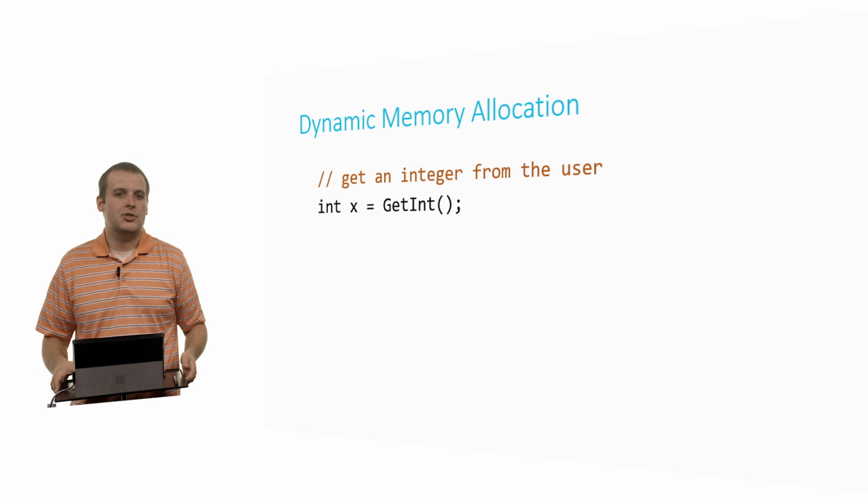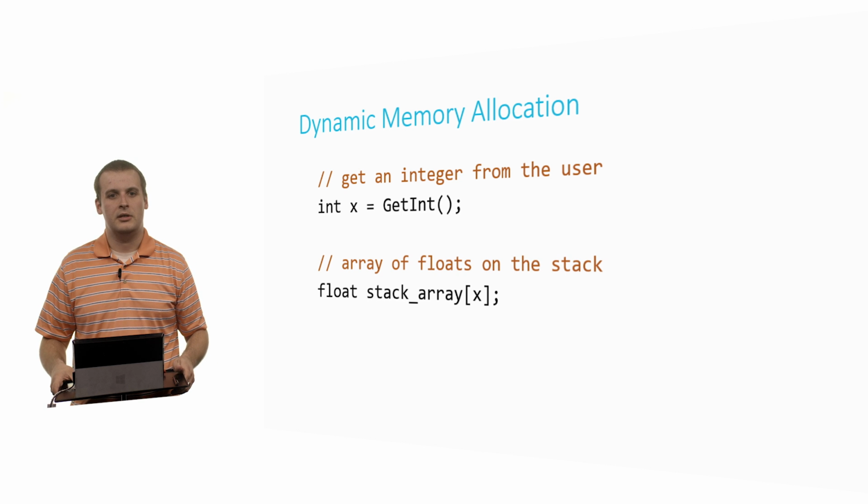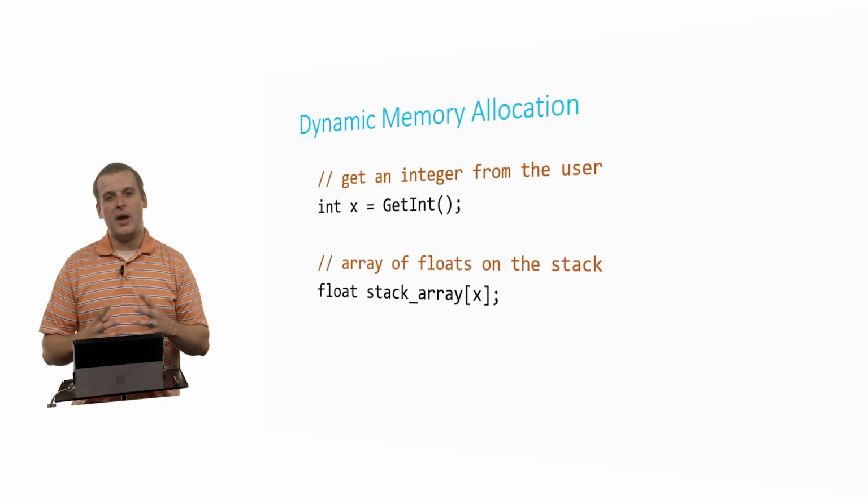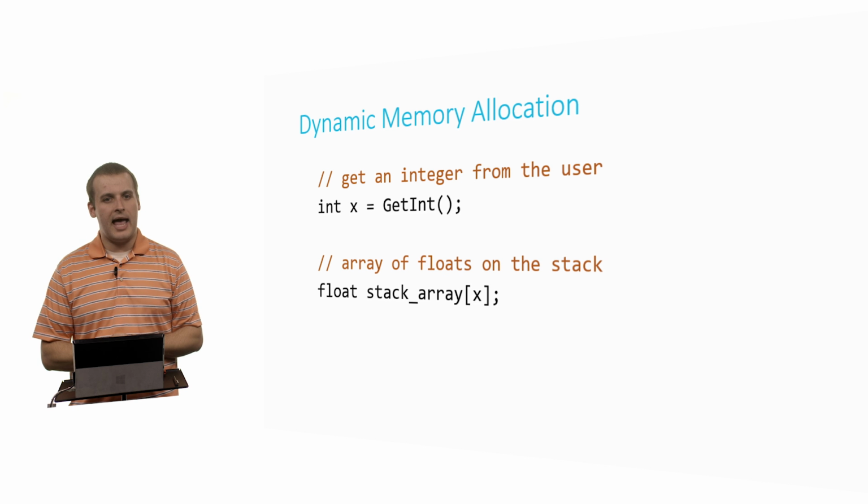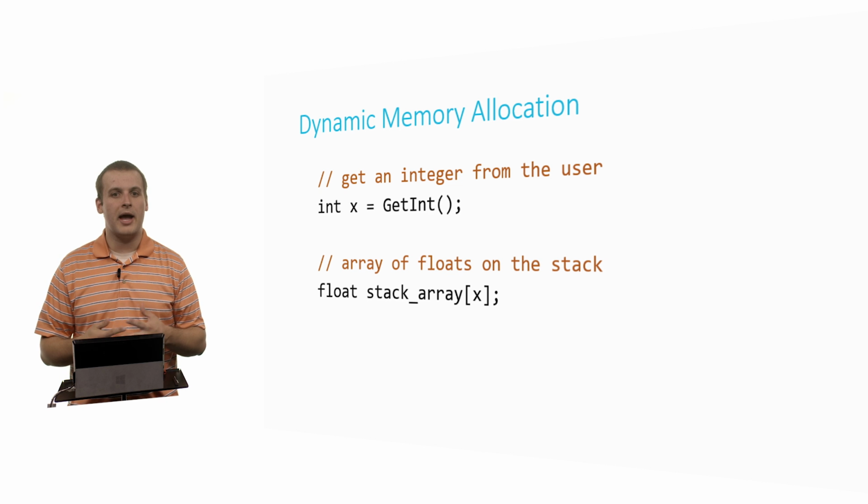How do we get an integer from the user? We can say int x equals getInt. That's pretty straightforward. What if we want to create an array of x floats that live on the stack? Float, stack array, that's the name of our array, square brackets, x. That will create for us an array of x floats that live on the stack.